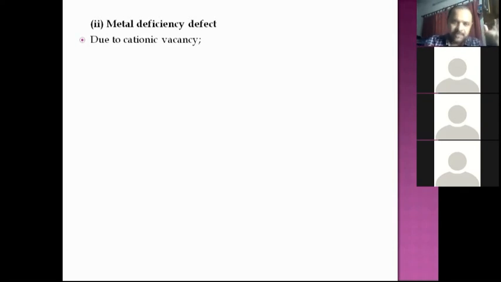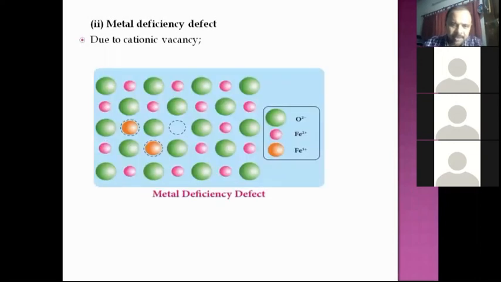Cations can just leave. Okay, you can see this beautiful diagram here. This green spherical particle represents oxygen, the pink one is Fe2 plus, and the little orange is Fe3 plus. So now what actually happens? You can see this position. What should have been in this position? If there were a particle here, it should be a pink particle, that is an Fe2 plus particle. But what has happened here? Fe2 plus is missing from its lattice site.